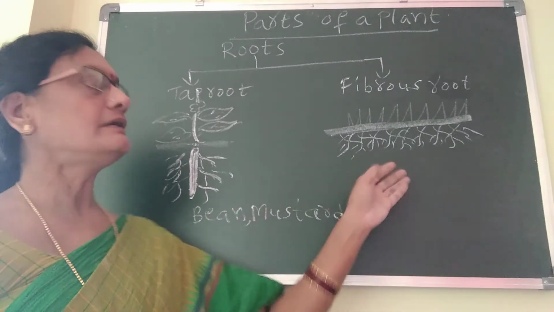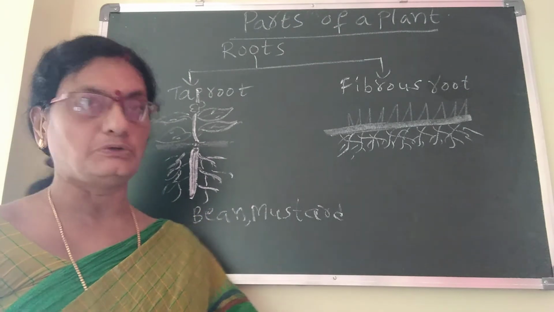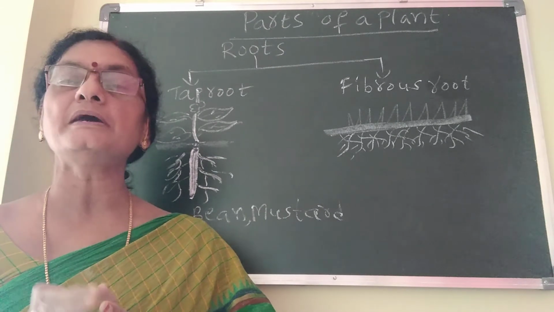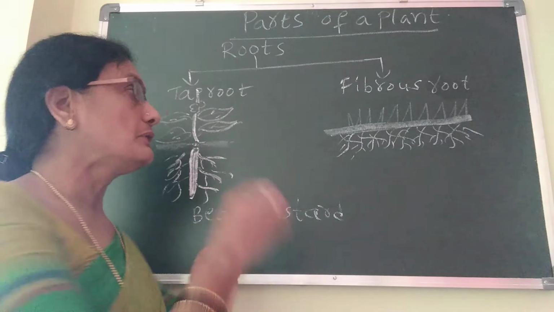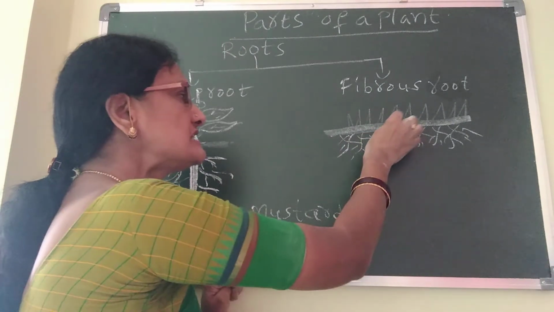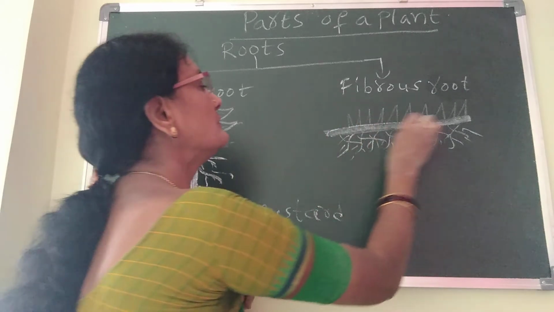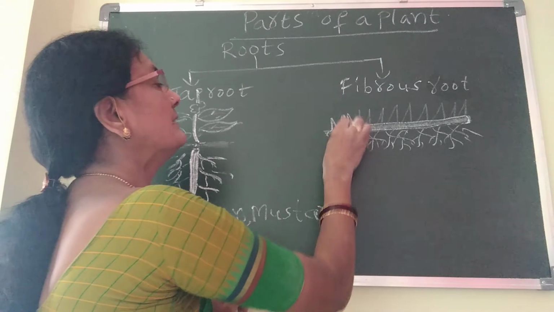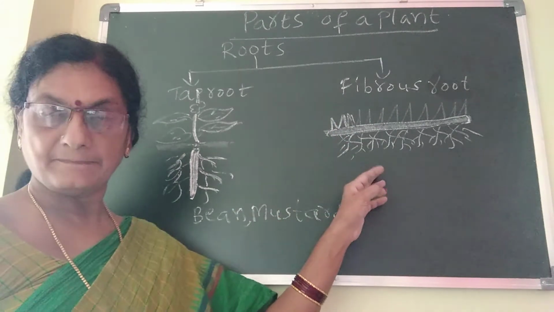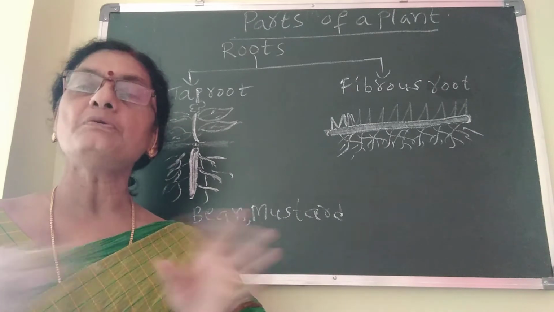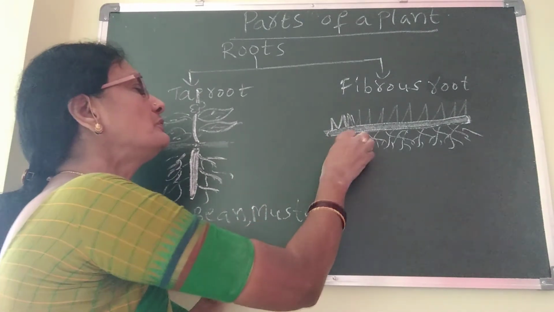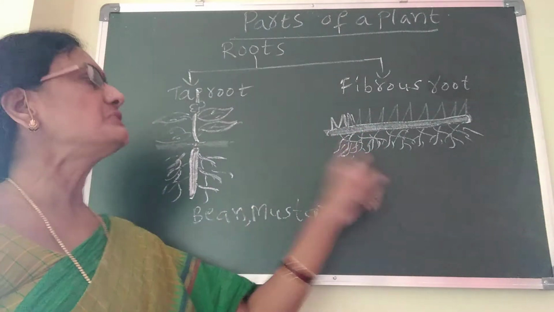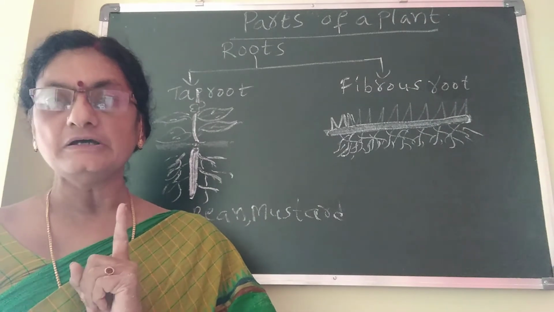Now the second type of root is the fibrous root. Some plants have numerous roots growing from the base of the stem. Look here, children, this is the ground. From the base of the stem, in some plants, numerous roots grow. Such roots are called the fibrous roots.